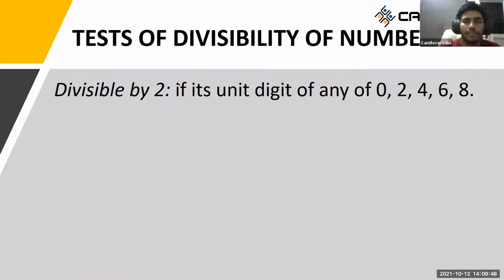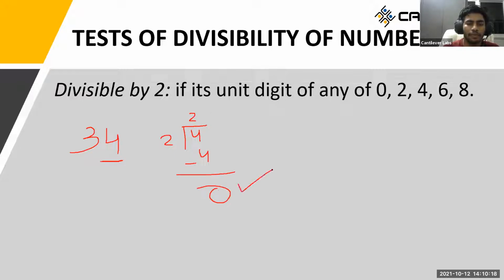Moving on to tests of divisibility of numbers. Divisible by 2. Any number whose unit digit is divisible by 2 is itself divisible by 2. We'll understand this with the help of an example. Let's say, for example, 34. In order to check whether the whole number is divisible by 2, we need to take its unit digit, 4. So we need to check whether 4 is divisible by 2. Yes, we can see 4 is completely divisible by 2, leaving a remainder of 0 and a quotient of 2. Hence, we conclude that 34 itself is totally divisible by 2.